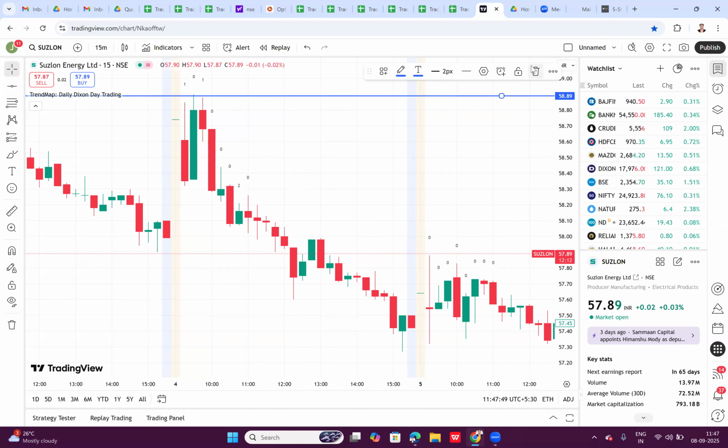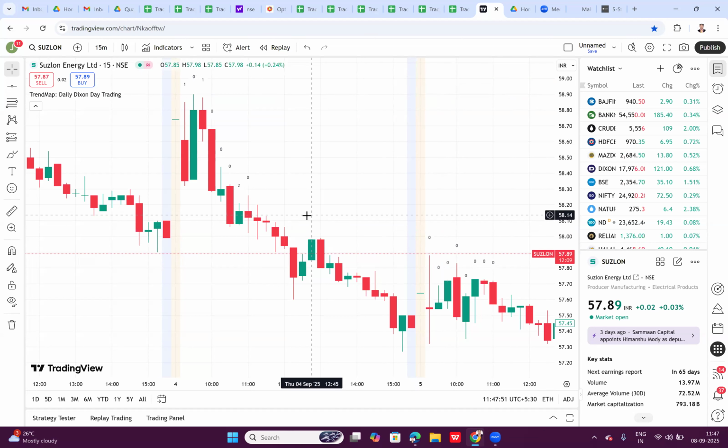So I hope you all have clarity on this Dixon indicator in Suzlon also. In Dixon, we have to select the strike price which has a premium of 200. First target is 30 points, second target is 3:15 PM, the time target. In Suzlon, we have to select a strike price which has a premium of 1 to 1.5. First target is 20%, second target is 3:15 PM, the time target.